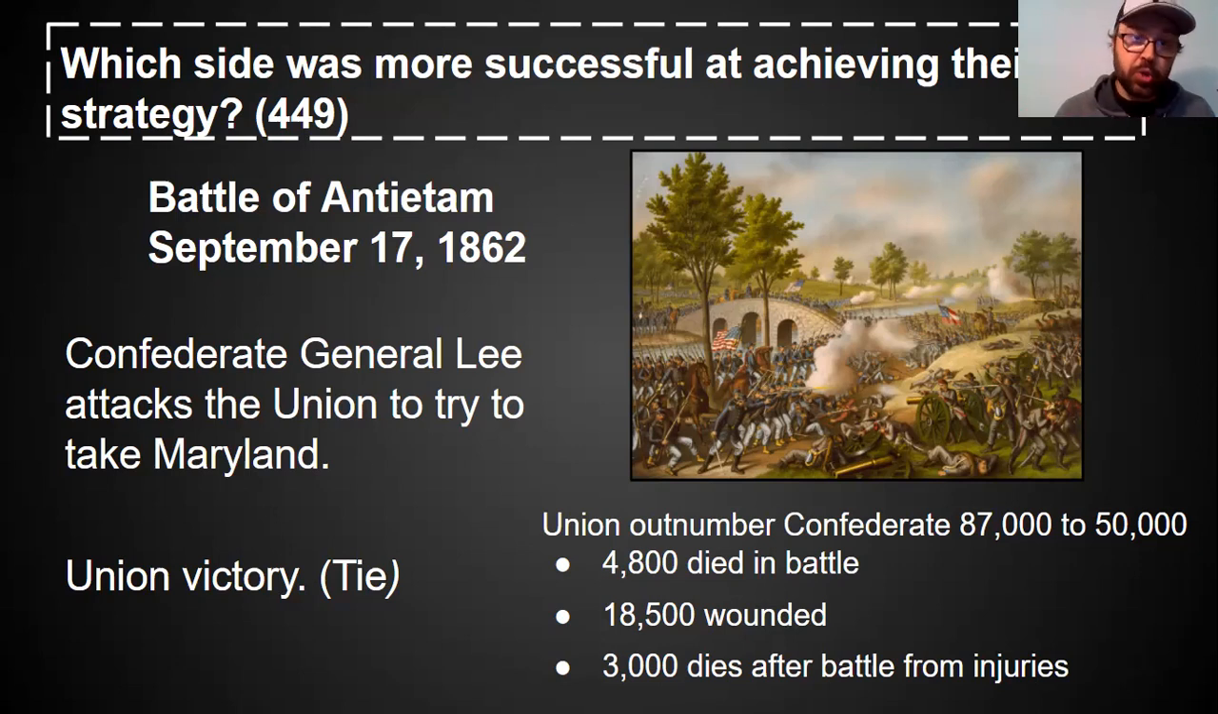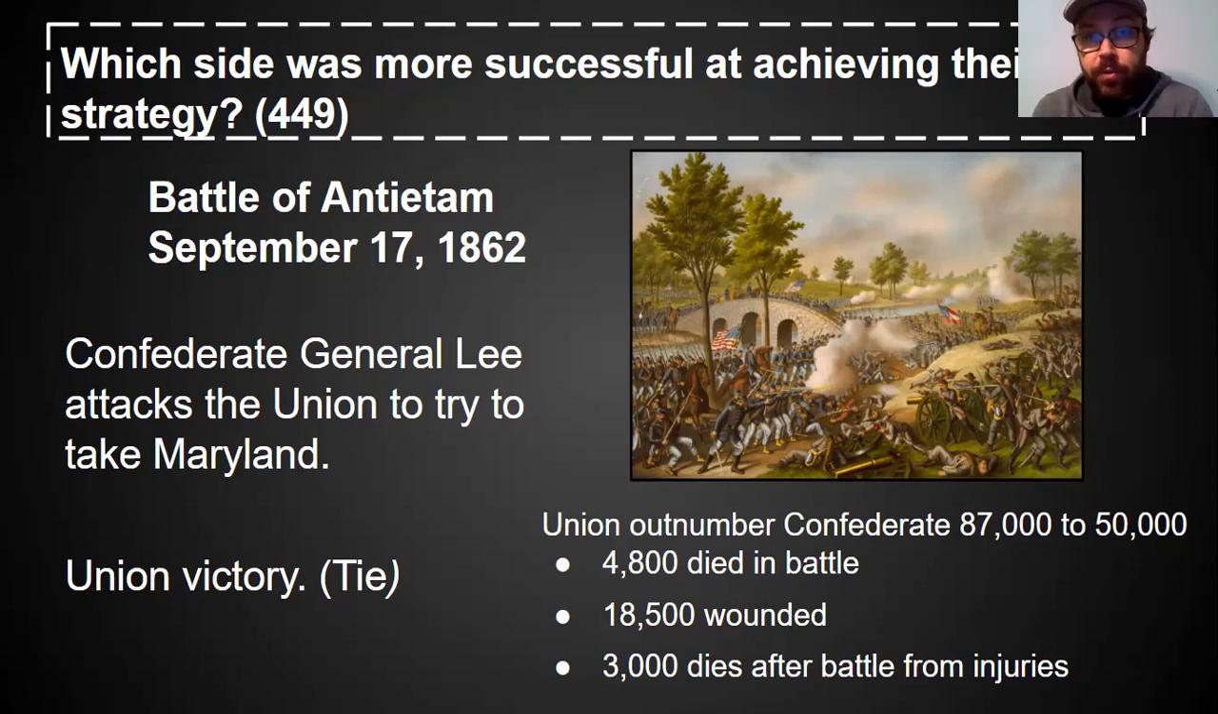Antietam is seen as a huge win and a huge victory for the Union, because if they had lost that battle, that would have been a huge blow. DC would have been surrounded. And as a side note, some of the European countries were actually thinking about getting involved on behalf of the Confederacy, just like France did for the colonists, right? And this huge loss actually is one of the major things that made them decide to back out. It's kind of the reversed Battle of Saratoga from the Revolutionary War, right? But it's a huge win.